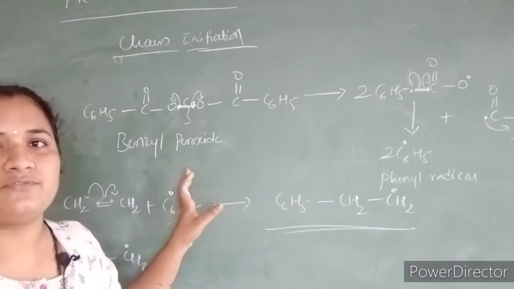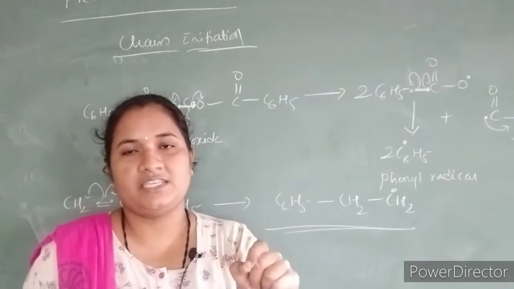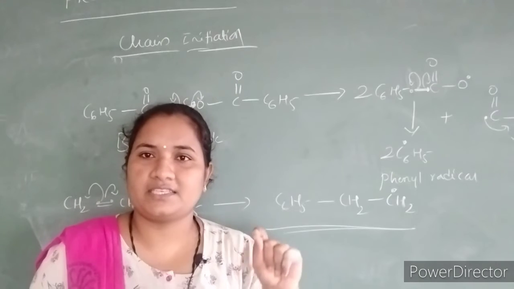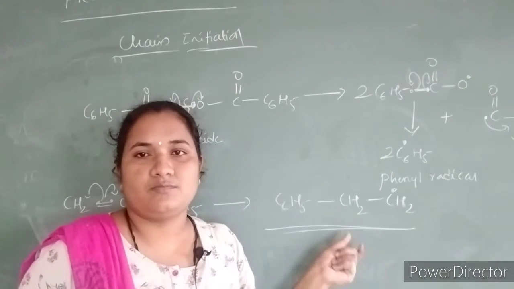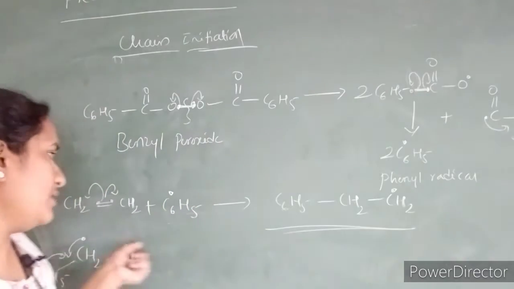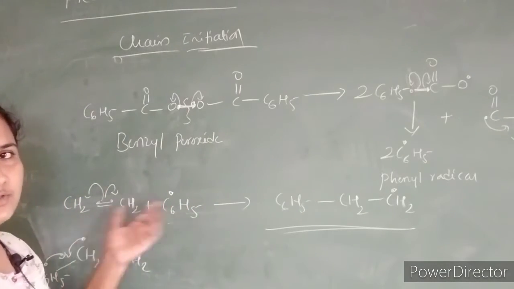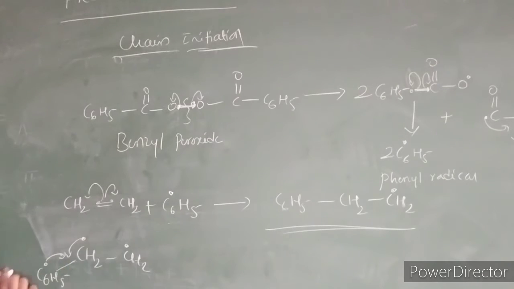In the case of chain initiation, you have to remember the catalyst initiates the process by reacting with the reactant molecules. Here I am taking polyethylene as an example, so that is why I am going to react this phenyl radical with the ethene molecule. So this is the first step.